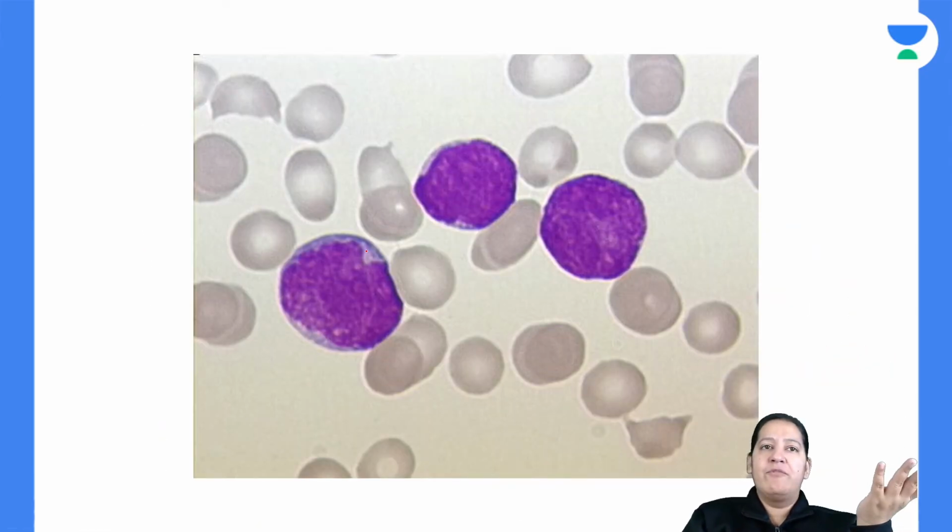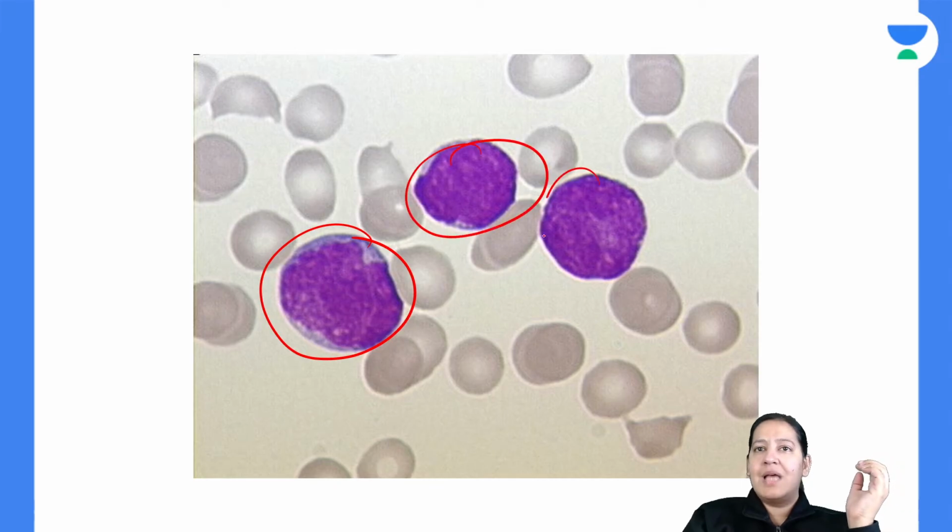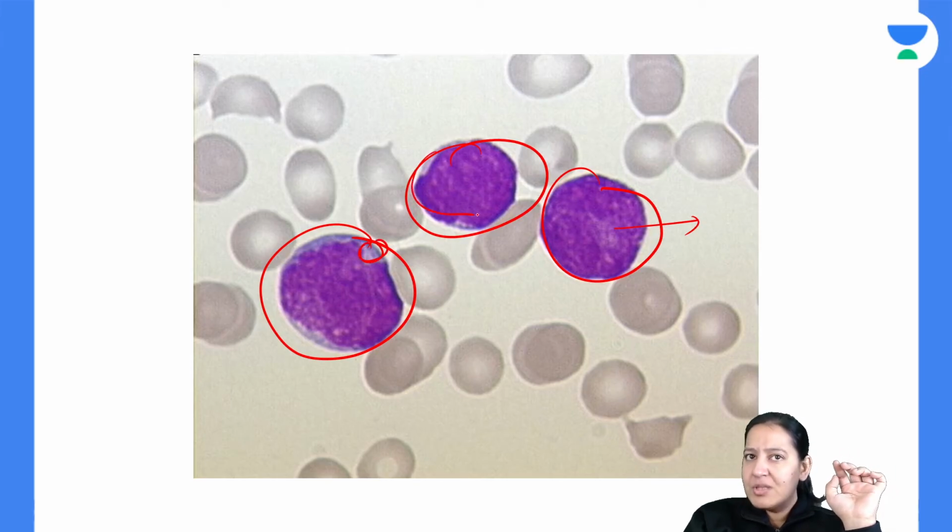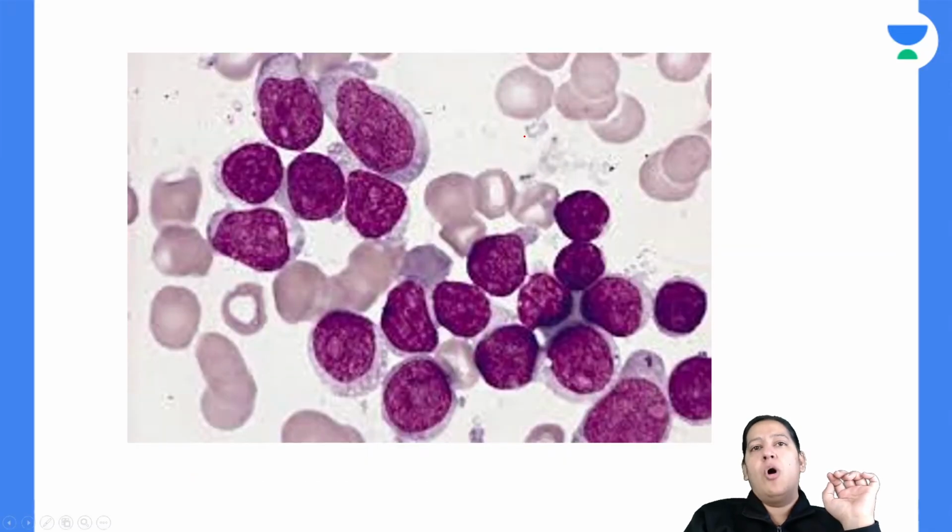So again, the three lymphoblasts. This, and this. Here only the nucleus is present, cytoplasm almost absent. Here a thin rim of cytoplasm. Here also a thin rim. So all these cells are lymphoblasts.